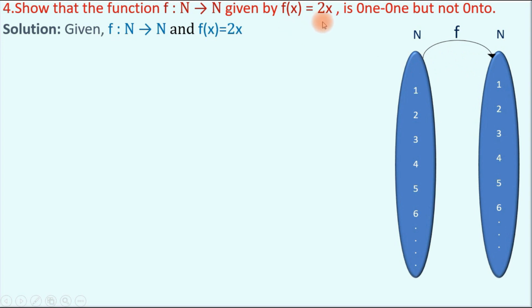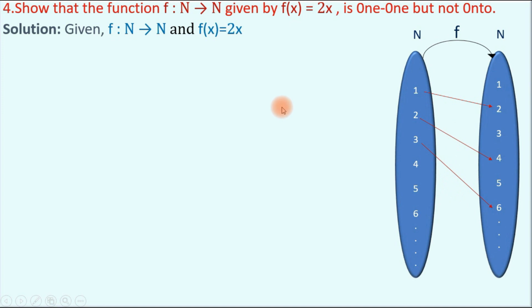of x equals 2x. If we take x is equal to 1, that becomes 2 into 1, 2. If we take x is equal to 2, that becomes 2 into 2, 4. If we take x is equal to 3, that becomes 2 into 3, 6. Clearly, this function is 1 1 function.